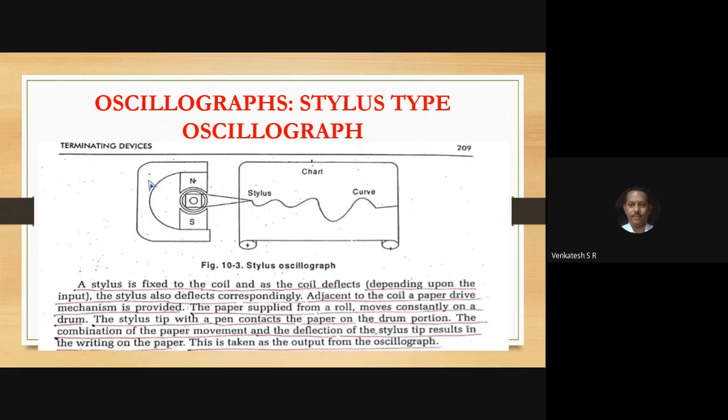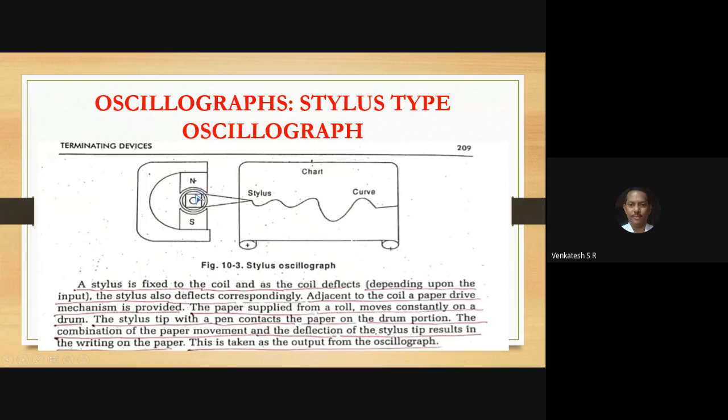Usually, the casing is made of non-magnetic material, copper or brass or aluminum. Here you have two magnets. One is facing north, the other one is facing south. If the opposite poles are present like this, what will happen? The attraction takes place.